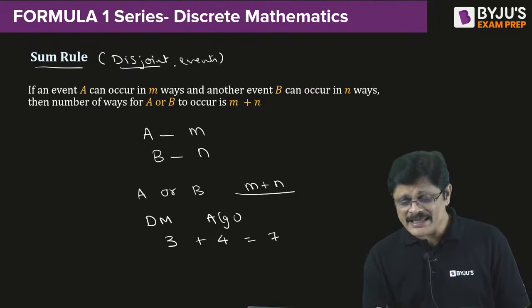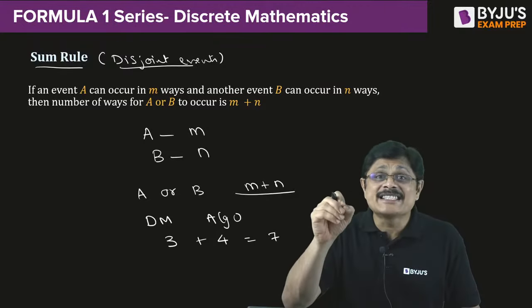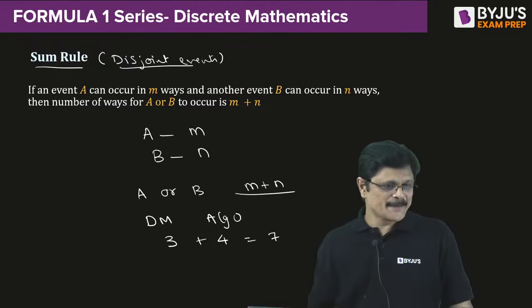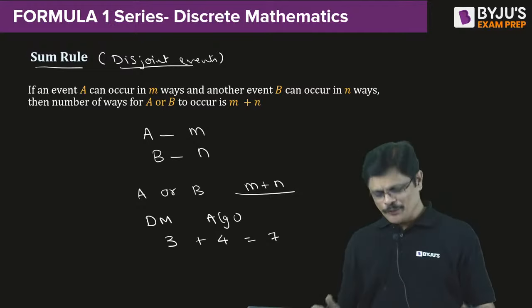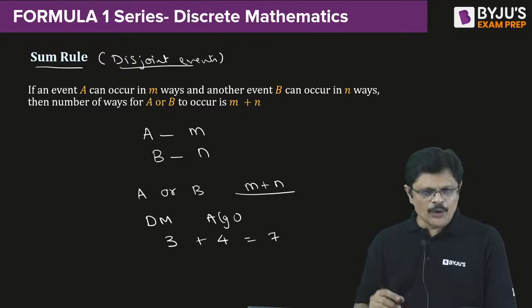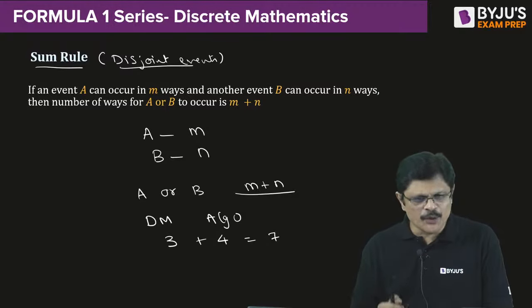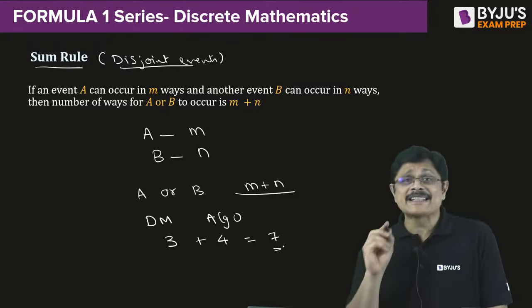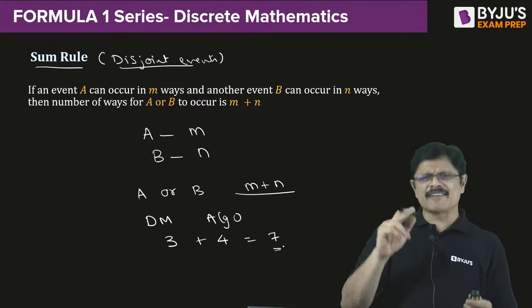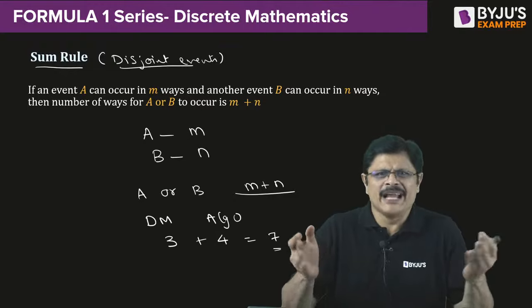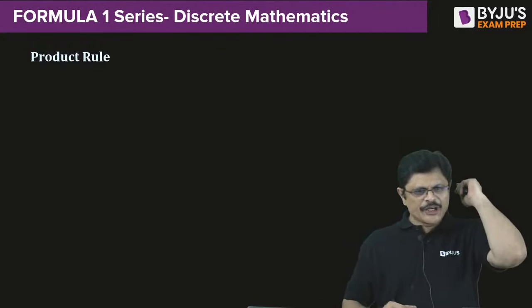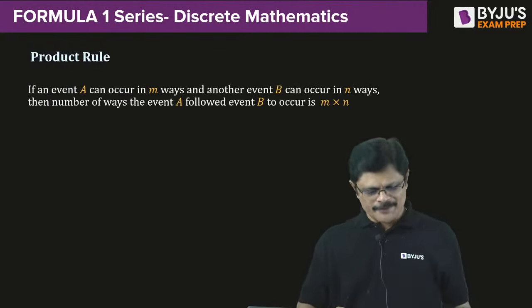Sum rule is when you are having disjoint events. So 7 ways is when there are disjoint. So that is the first rule called sum rule or addition principle. Different names people use. The second one which you need to know is product rule.